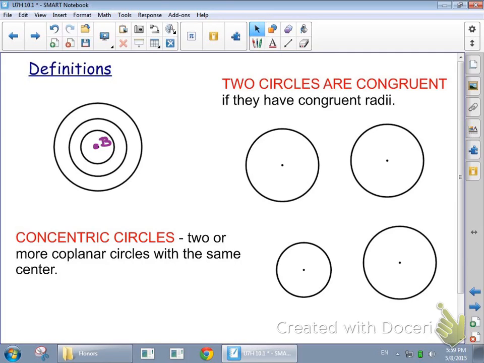So how do we know if two circles are congruent? Well, if they have the same length radius. In circle S here, and I have circle P here, if their radii are congruent, then the circles are congruent. However, if they are not congruent, then I know the circles are not congruent.